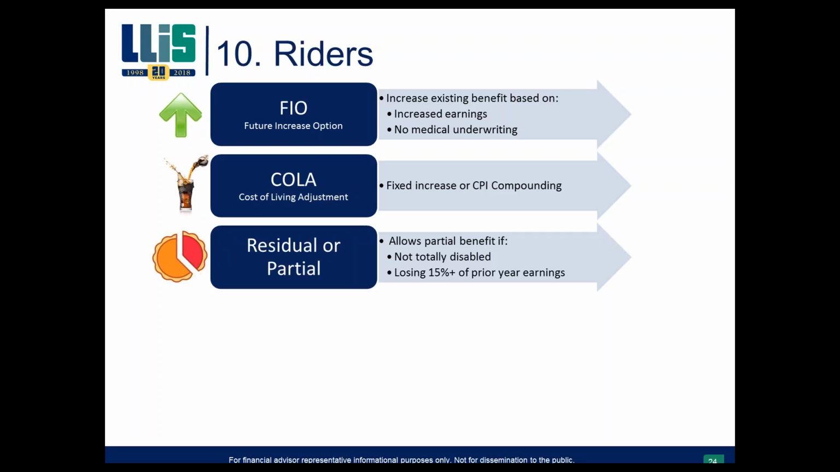This next one can be called residual, or sometimes you'll see it called partial. Basically, what this rider does is it says that if your client has the ability to work part-time because they're residually or partially disabled, but they can ease back into the workforce after maybe being out on a total disability claim, or by virtue of the fact that, let's say, they're diagnosed with multiple sclerosis and they're never going to be able to work full-time again because of their condition, perhaps maybe the medication that they're taking, but they can work part-time. This allows them to be able to dip into their disability policy as long as they're losing 15% or more of their pre-disability earnings.